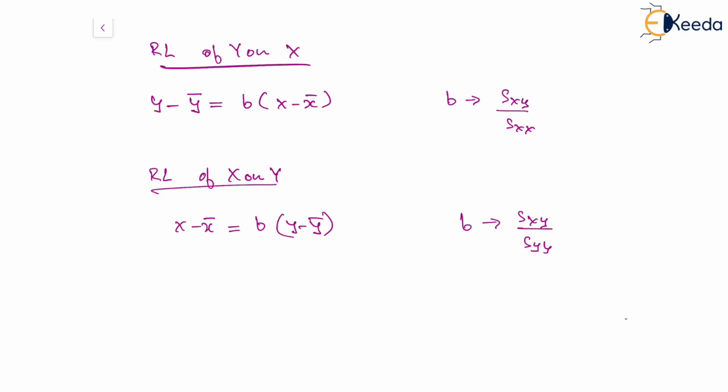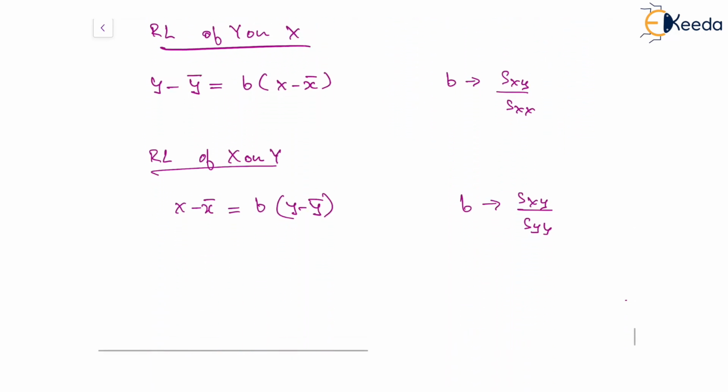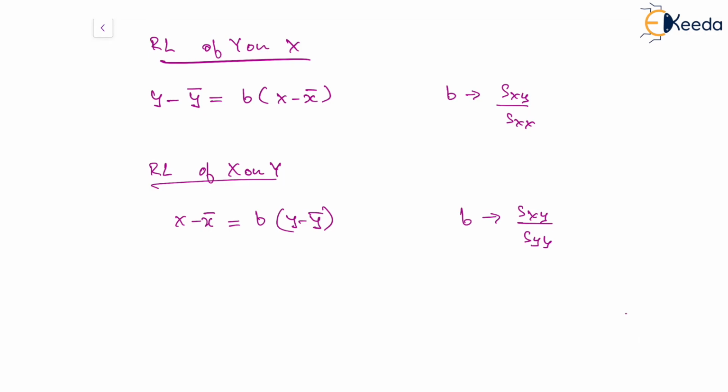So this is also one form of writing the regression line of y on x or x on y, and here we don't have to find the value of a. So in the previous case we had a and b both of it, but in this form of equation we'll have only b, since we are writing it in the form of y minus y mean equal to b times of x minus x mean or otherwise.